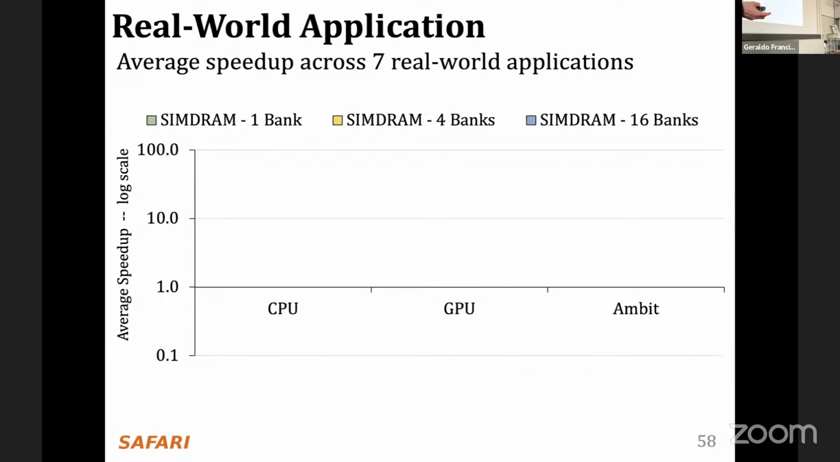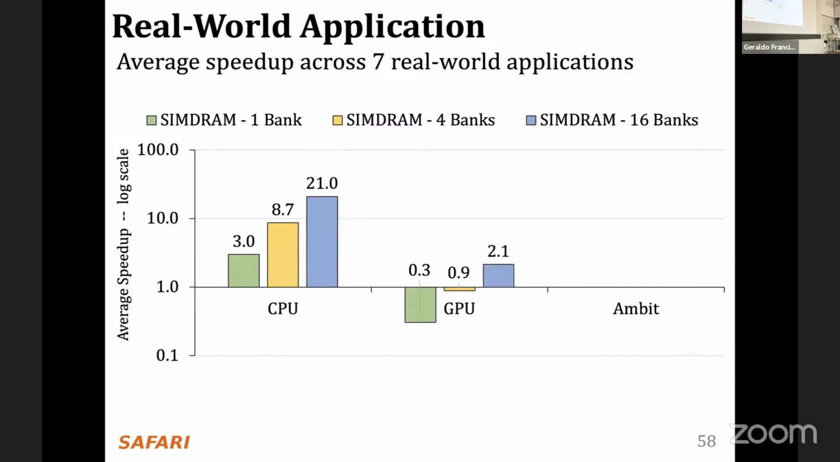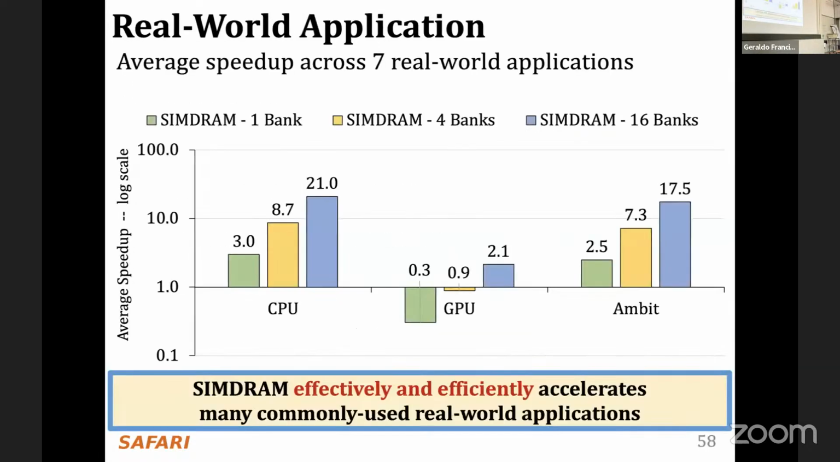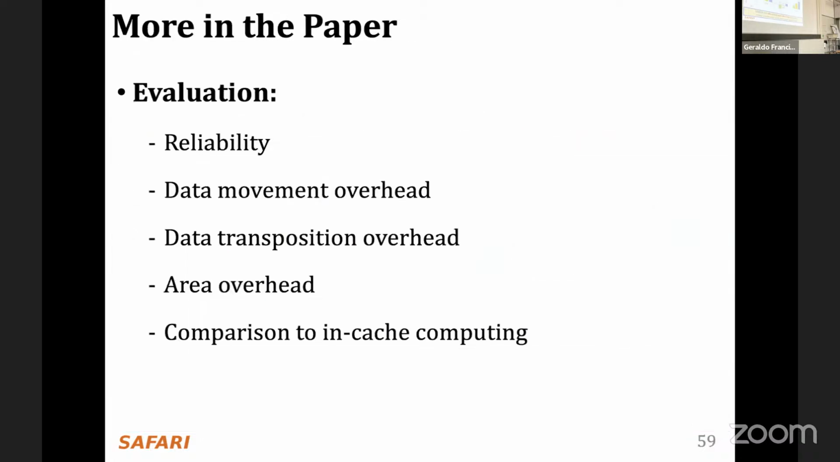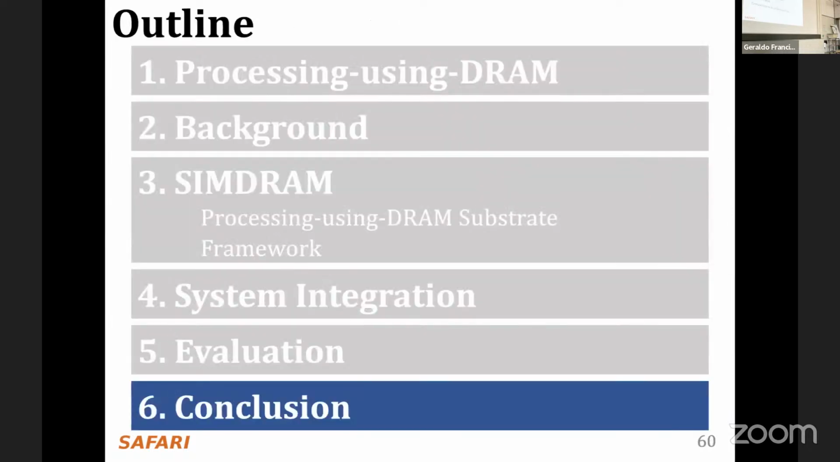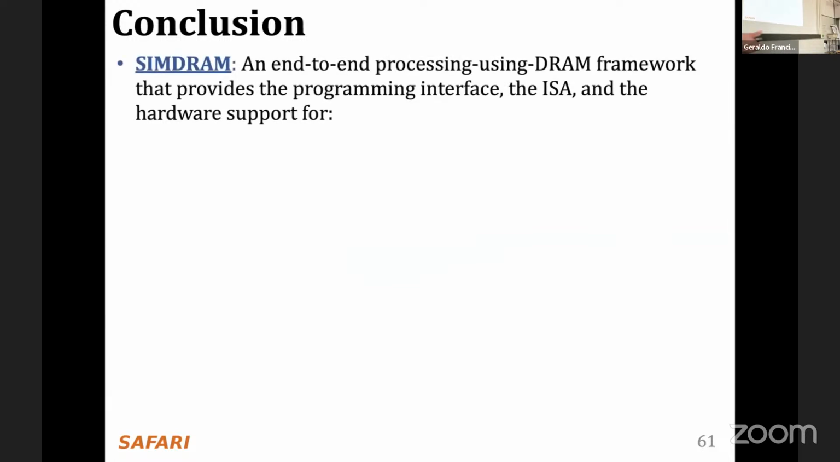For the 7 real-world applications, in the y-axis here we have the average speedup across those 7 applications, and we see that SimDRAM significantly outperforms the CPU, outperforms the GPU when using 16 DRAM banks, and significantly outperforms Mbed. So in conclusion, SimDRAM efficiently and effectively accelerates several commonly used real-world applications. We have much more analysis in the paper, and I invite you to check our paper for discussion over there.